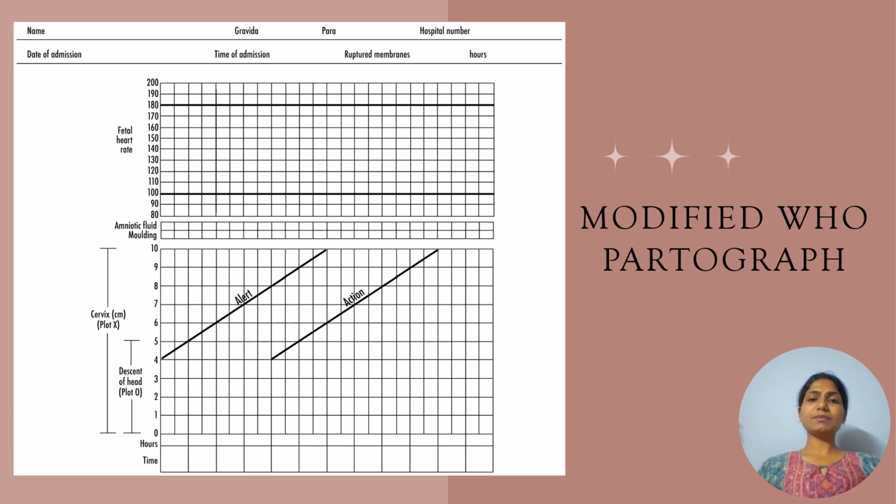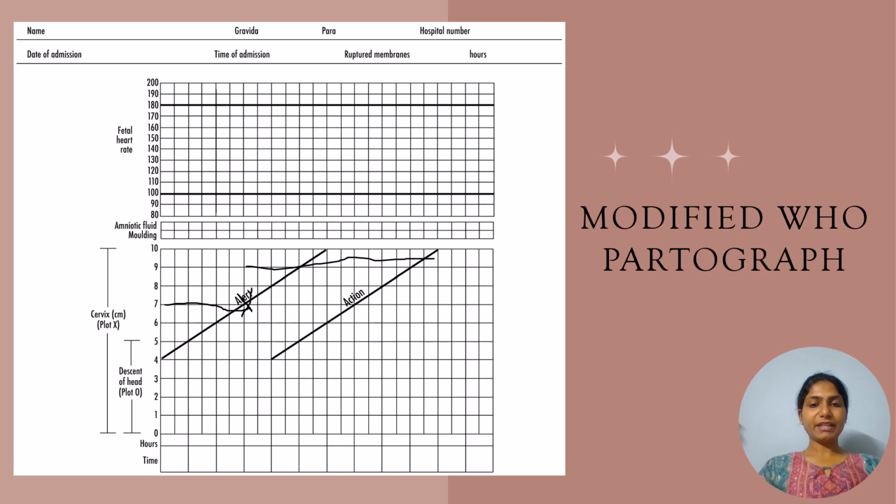What if the woman comes in at 7 centimeter? You can still plot the partograph, but we have to plot at the onset of the alert line. I can show you in this picture. If she's coming at 7 centimeter dilatation, our first reading should be on the alert line. On the alert line at 7 centimeter, we have to plot the partograph, and the partograph will start from here.